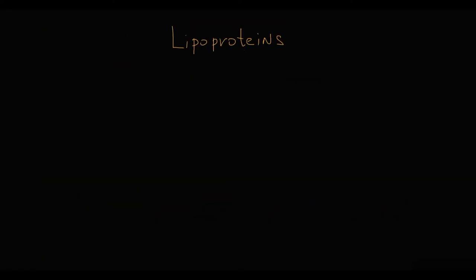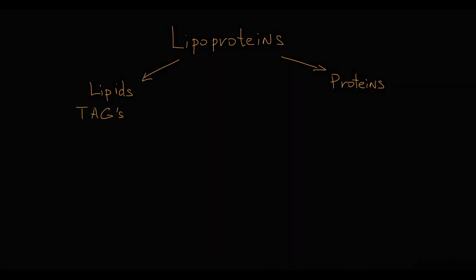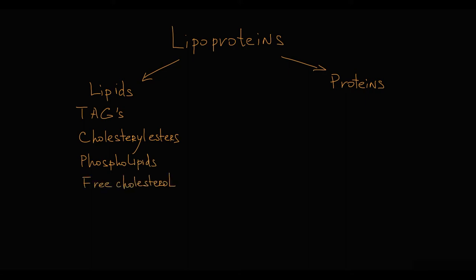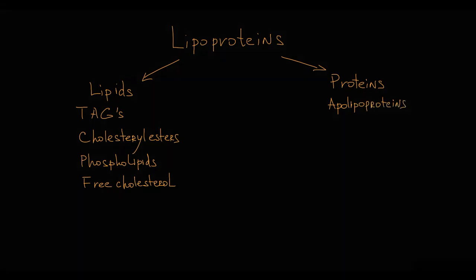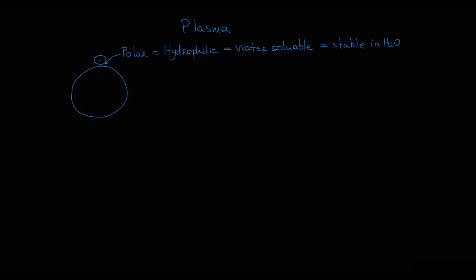Even from the term itself, we can say that lipoproteins consist of lipids and proteins. And there are four major types of lipids: triacylglycerols, cholesterol esters, phospholipids, and free cholesterol molecules. And by protein part, we understand different types of apolipoproteins. So again, the major principle of how all these molecules are organized in one particle is that to be transported through plasma, the outer surface of the particle must be polar, because polarity gives the molecule hydrophilic properties that make it water soluble and thereby stable in a water environment. And in these circumstances, the particle can be safely transported through the bloodstream.